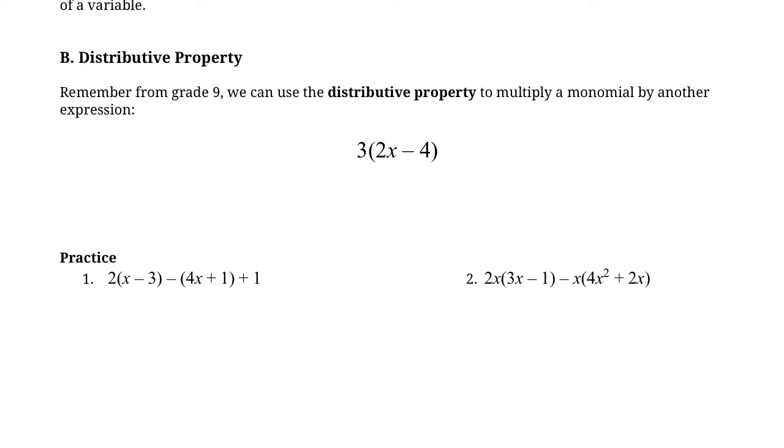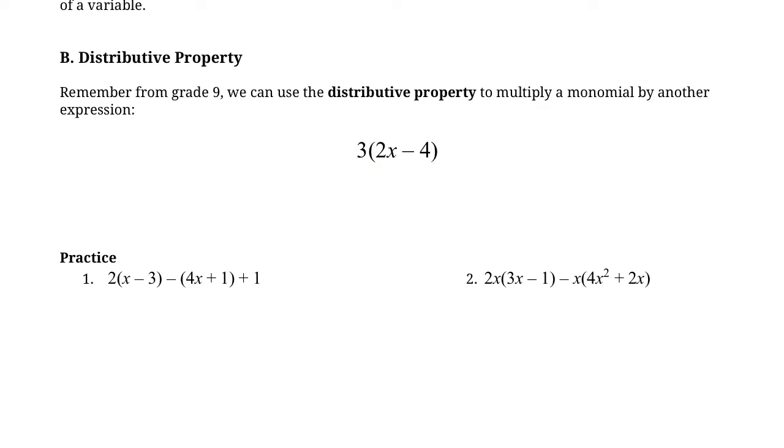So remember from grade 9 mathematics, you learned the distributive property, and we can use the distributive property to multiply a monomial, so one term, with another larger expression. And that expression could be a binomial, so something that has two terms, or it could be a polynomial, something that has multiple terms. So in this example here, we have 3 multiplied by 2x minus 4.